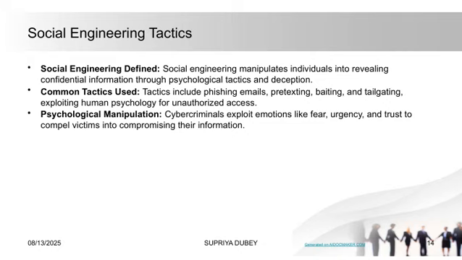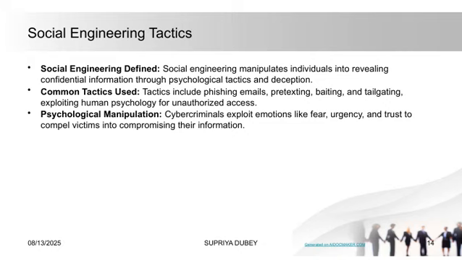Some of the most common tactics include phishing emails, where attackers send fake messages that look legitimate to lure victims into revealing sensitive data. Pretexting involves creating a fabricated story or scenario to gain trust. Baiting uses promises of something enticing, like free software or gifts, to lure victims. And tailgating is when an attacker follows an authorized person into a secure area, relying on politeness or trust.